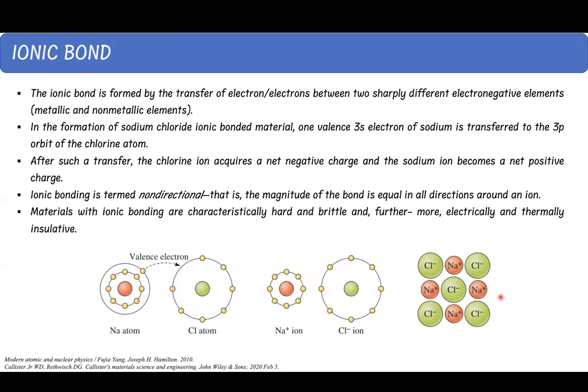Because the electron is completely transferred from one atom to another, the bonding surroundings of the atom are equal in all directions. That's why ionic bonding is non-directional. Materials with ionic bonding are hard and brittle, and are electrically and thermally insulating. So this is about ionic bonding.